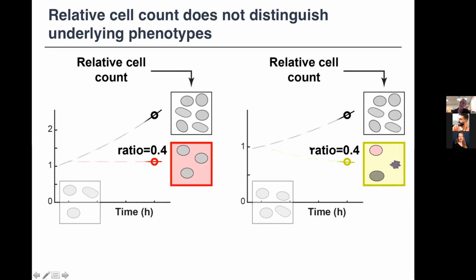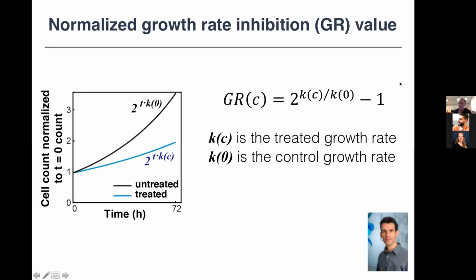And so I hope that the problem is really clear from these two examples, that in this case, although you have the same relative cell readout, a ratio of 0.4, you have vastly different phenotypes and really important differences in the underlying biology between these two cases. And so what Mark Hafner, pictured in the bottom right-hand side of this slide, did was come up with normalized growth rate inhibition values or metrics.